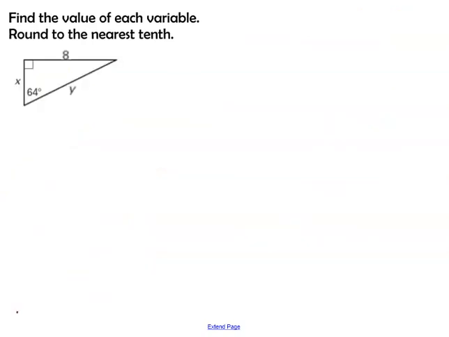Here's another example. I want you to go ahead and pause, try this one, and check back with me when you're finished.